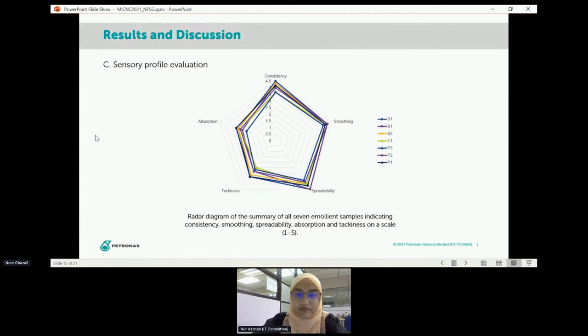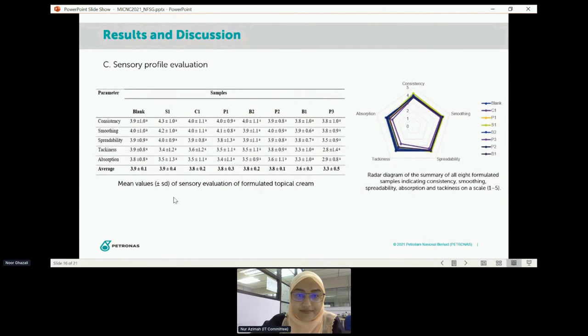So this is a radar diagram to summarize all 7 sample emollients, indicating the consistency, smoothing, spreading, absorption, and thickness sensory profile on a scale of 1 to 5. This is the same slide as the previous one.